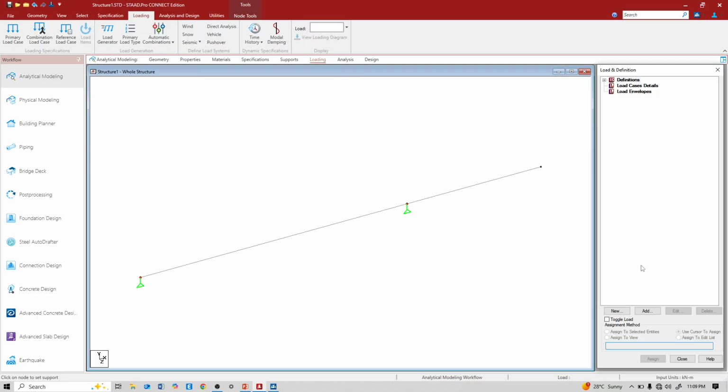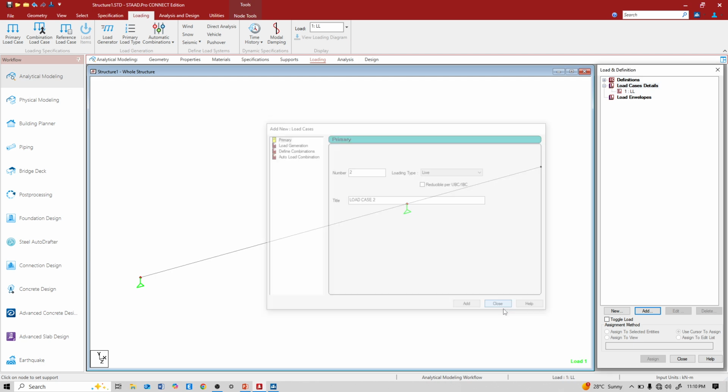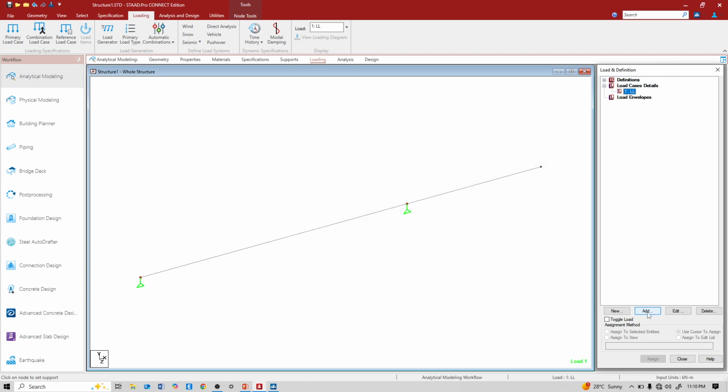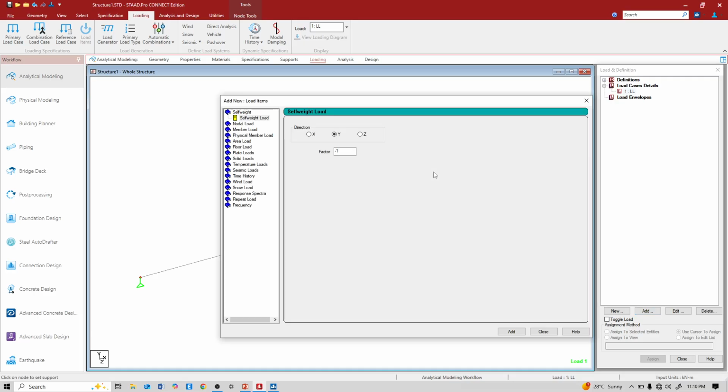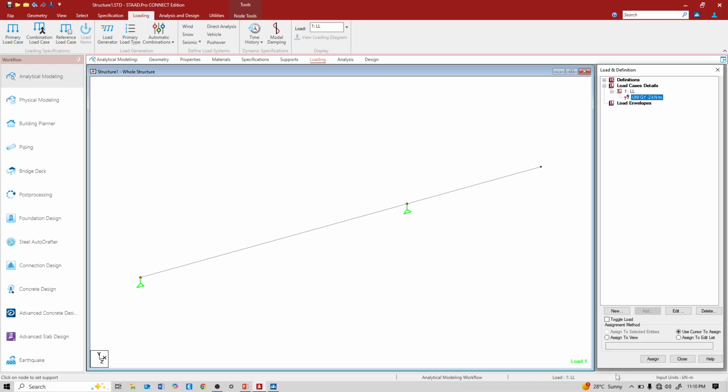Now loading. Live load case, and loading type live load, title, add, close. Click on live load, add. Our live load is UDL and point load. So UDL is member load, uniform force, minus because it is downward, and value is 2 kN per meter downward. So select, assign to view, assign, yes.